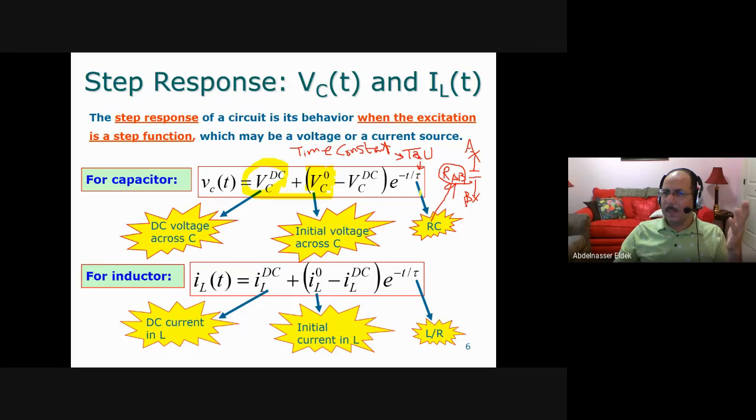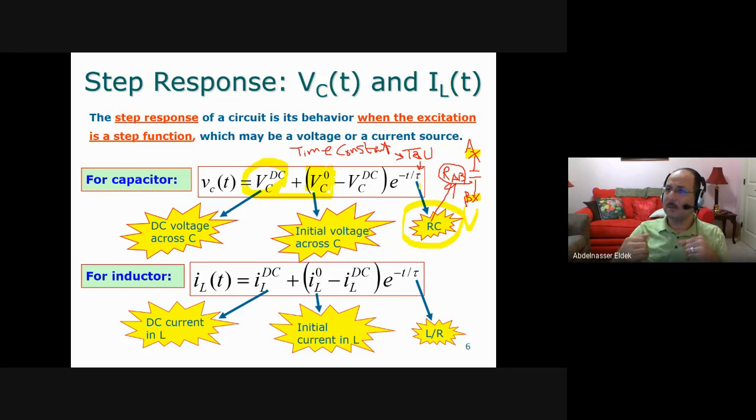This tau is R times C, and R is the resistance between the two terminals of the capacitor. Here it is A and B, so you need to find the total resistance between A and B, then multiply it by C. When you multiply it by C, this will give you what we call tau. You substitute VCDC, VC0, and tau, and you will write the equation for the voltage. Okay, so this is for the capacitor.